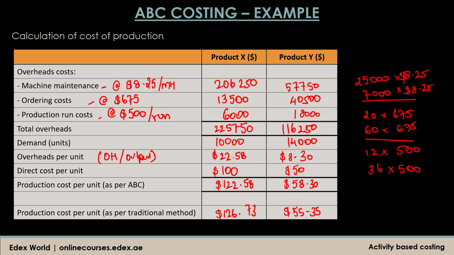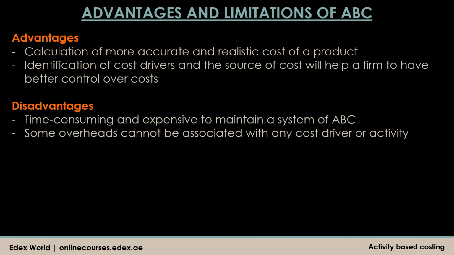So here you get a more accurate cost of production per unit, and the advantage is that when you use this cost to quote a selling price to your customers, the selling price that you give will not differ from the market price or from your competitors, and there are higher chances that you will get the orders from your customer and you'll also make a profit. Obviously, there may be some advantages and limitations or disadvantages of ABC.